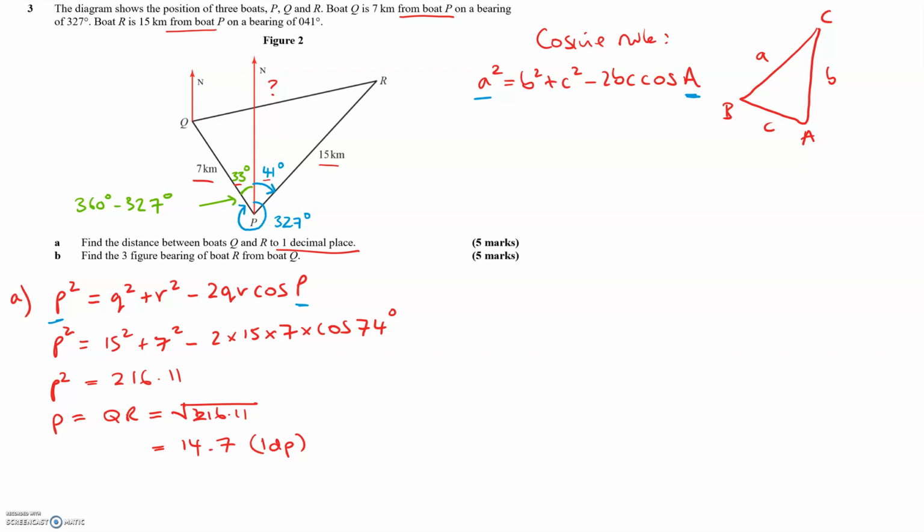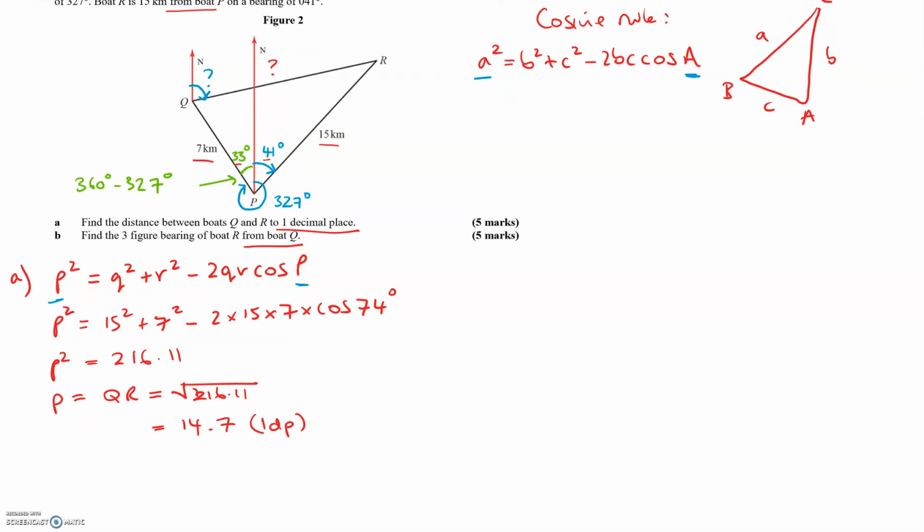In part B, this is where you have to think a little bit carefully. In part B, it says find the 3-figure bearing of boat R from Q. So I'm going to go from Q, from the north line, until I hit R, which is that. So what's that bearing? That's what they're asking for. Well, I could work out what this angle is here. And the only other thing I can think of really using is the sine rule.